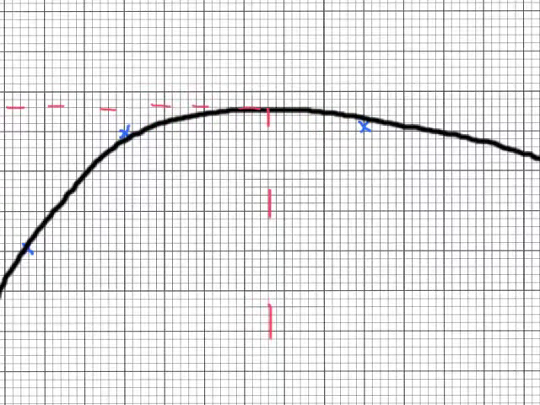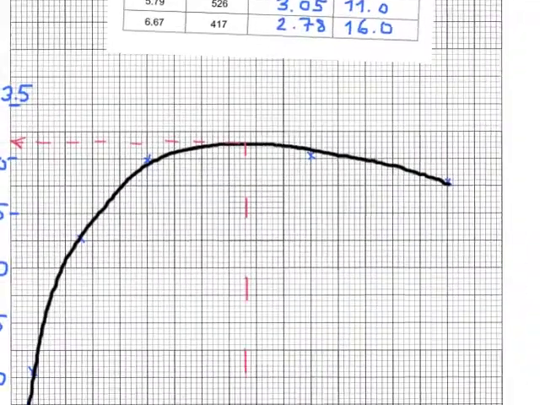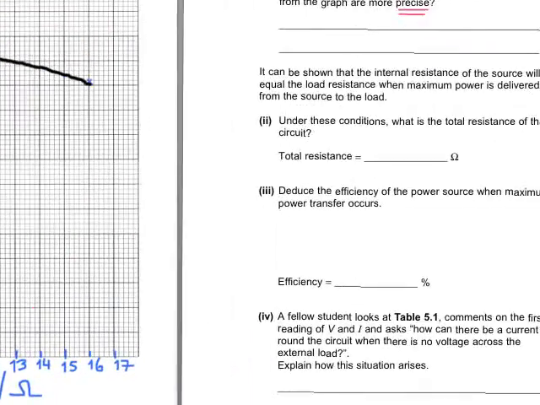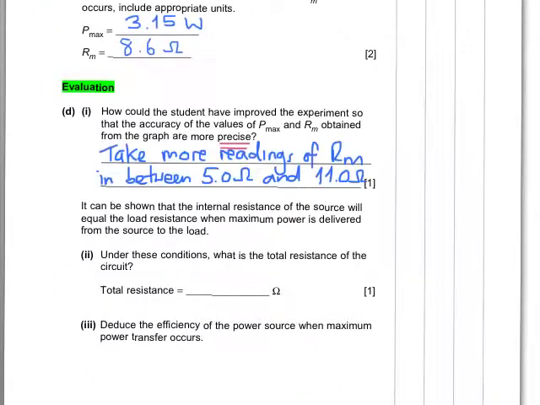So to be more precise then, rather than just having the resistances at 5 and 11, what we could do is find out what the corresponding power readings are for the resistances in between. So that's how we could be more certain that this value up here is definitely at the peak. So take more readings of Rm in between 5 ohms and 11 ohms.